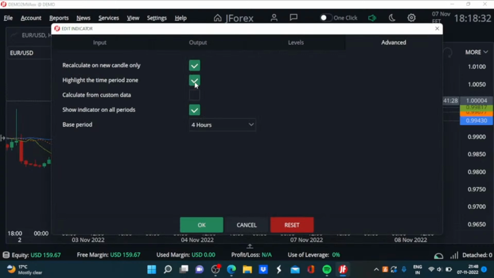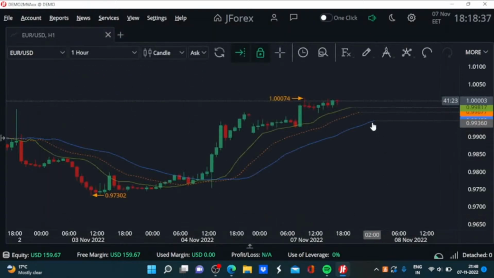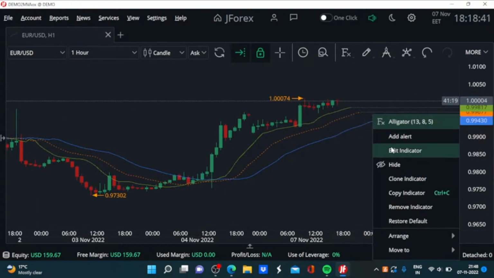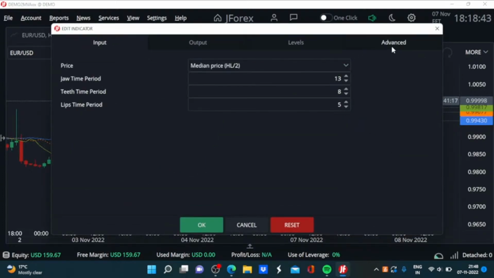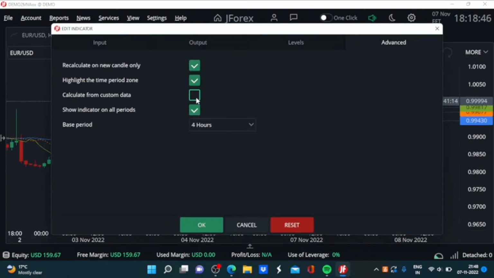Highlight the time period zone. The time period zone can also be highlighted. So whatever your calculation zone is, it will be simply highlighted, and it will become much easier for you to keep it in mind.